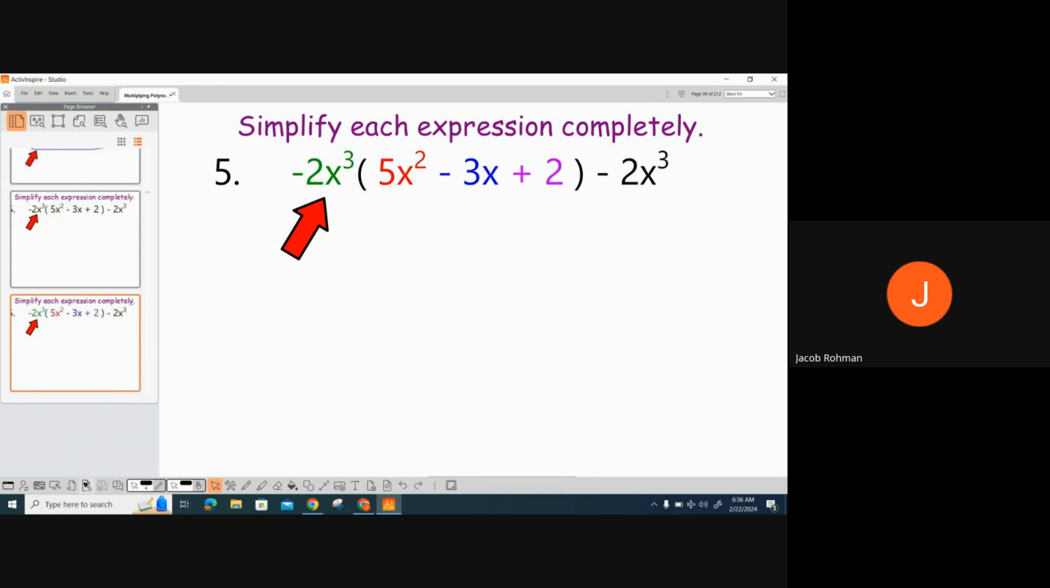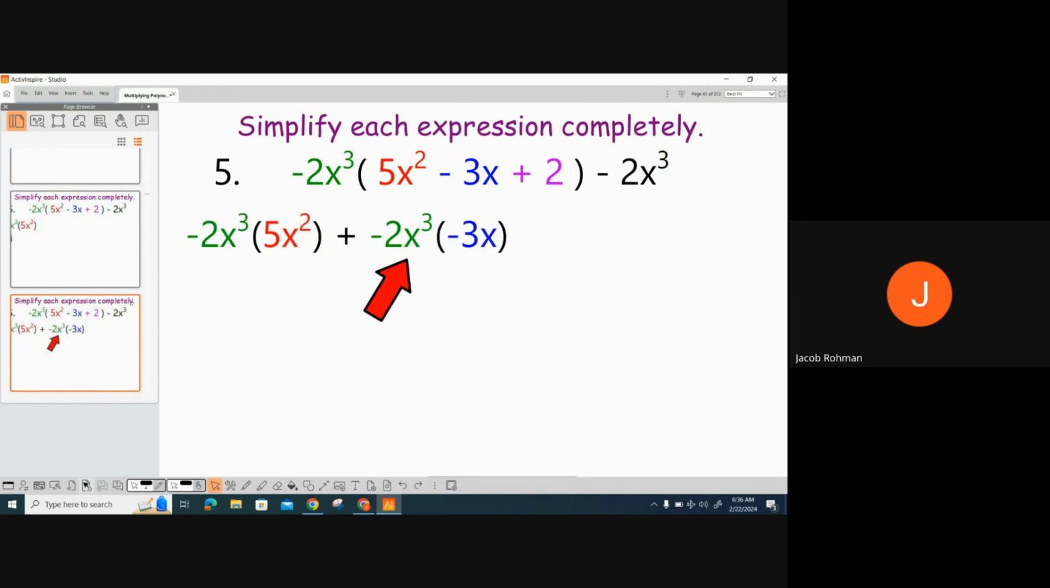The green times the red, blue, and purple. So negative 2x cubed times 5x squared, negative 2x cubed times negative 3x, and then negative 2x cubed times 2. And then I'm going to just bring down this negative 2x cubed. I'm going to just write it along because it's come along for the ride.